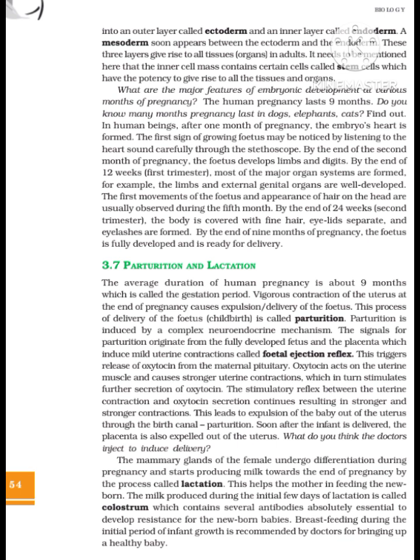The mammary glands of the female undergo differentiation during pregnancy and start producing milk towards the end of pregnancy by the process called lactation. This helps the mother in feeding the newborn. The milk produced during the initial few days of lactation is called colostrum, which contains several antibodies absolutely essential to develop resistance for the newborn babies. Breastfeeding during the initial period of infant growth is recommended by doctors for bringing up a healthy baby.